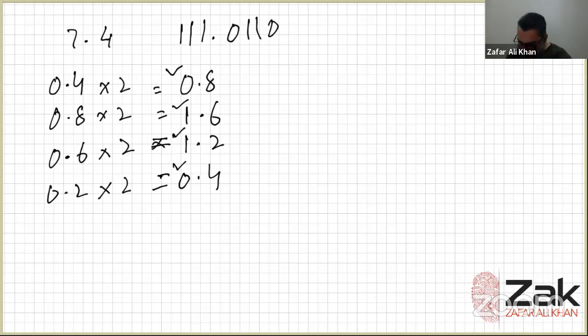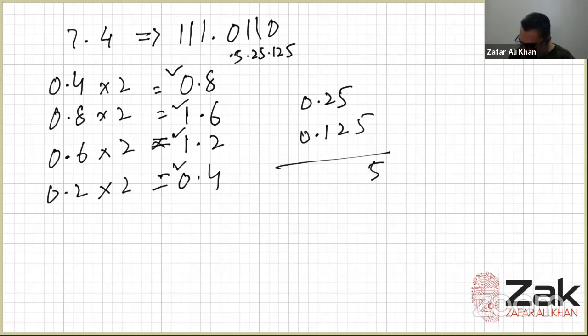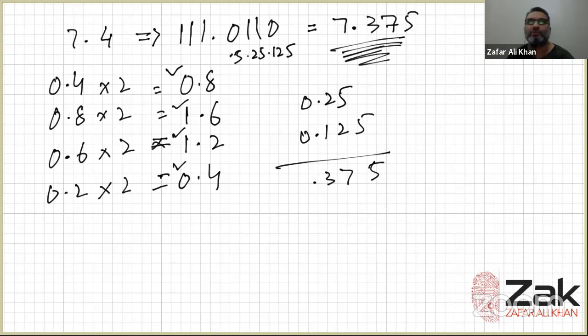So you see, this got converted to 111.0110. So 0.0110 becomes what? 0.5, 0.25, 0.125. So this is 0.25, 0.125. What does it make? So instead of 7.4, we will be having 7.375 as the closest number that we can use to store 7.4 in floating point.